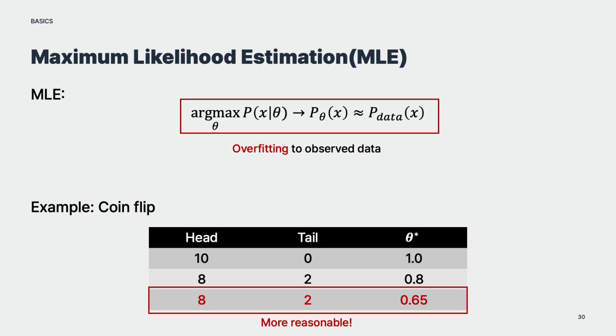However, in reality, we often have prior belief, for instance, that coins are typically fair. If we take such prior knowledge into account, a more reasonable or robust estimate might assign a 65% chance of heads rather than fully trusting the limited observed data.